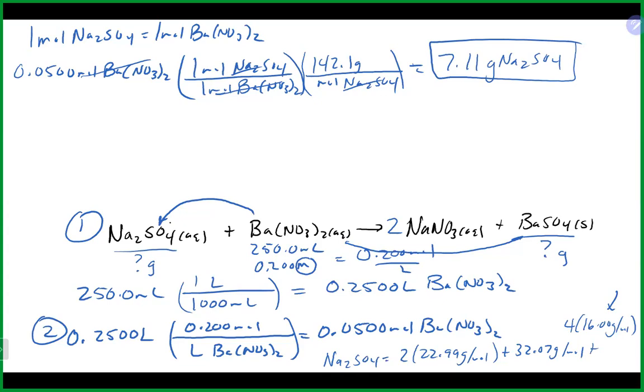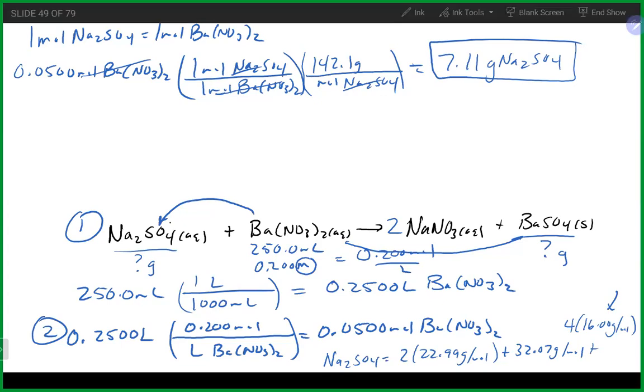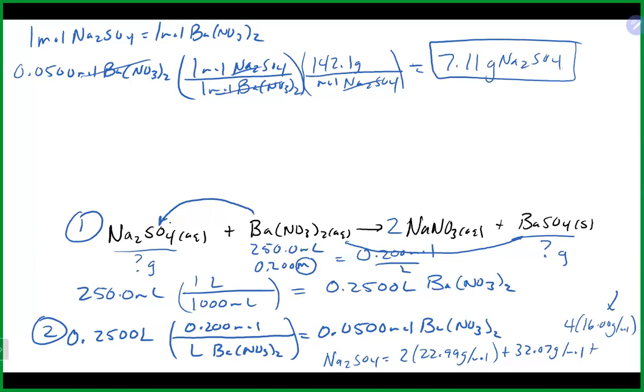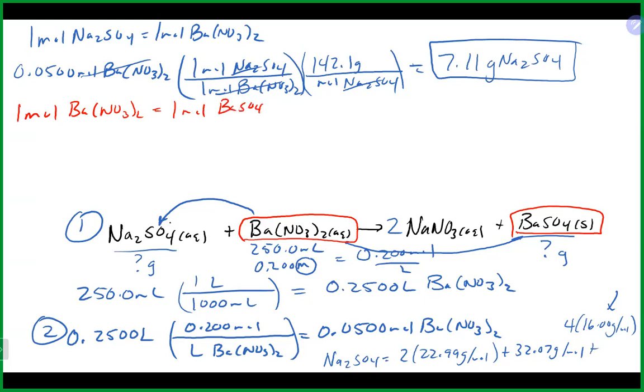Now I'm going to continue on and answer the second part of the question, which was how much of that product we made. So to do that, I need the mole to mole relationship between our barium nitrate and our barium sulfate, which happens to be 1-to-1 as well, so that ain't bad. So 1 mole of our barium nitrate will give us 1 mole of our barium sulfate. So I can just pick up once again from here, and we'll go with our 0.05 moles of barium nitrate.